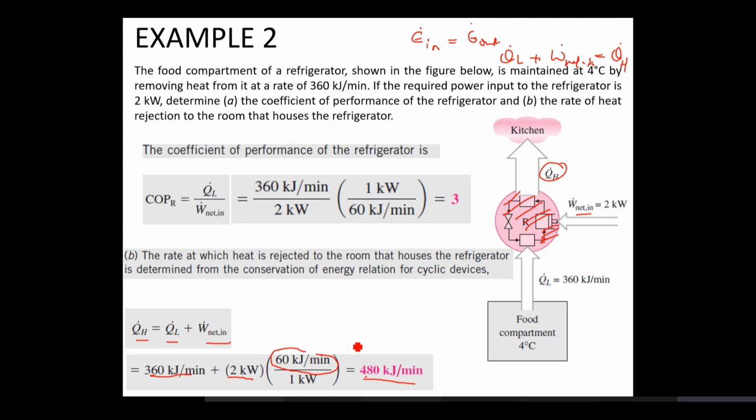All right. Or you could also have it in terms of kilowatt by dividing it by 60. So essentially you would have the answer as 8 kilowatts. Clear enough? All right, good.